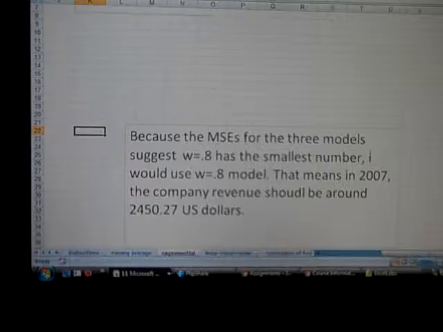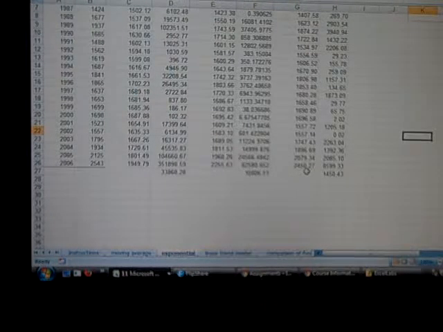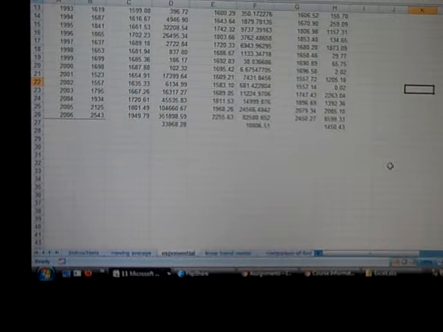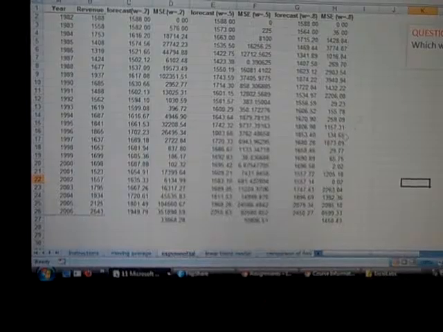So because the MSEs for the 3 models suggest the weight of 0.8 has the smallest number, we should use the weight of 0.8. That means in 2000 the company revenue should be about 2,450.27. Okay, thank you very much.